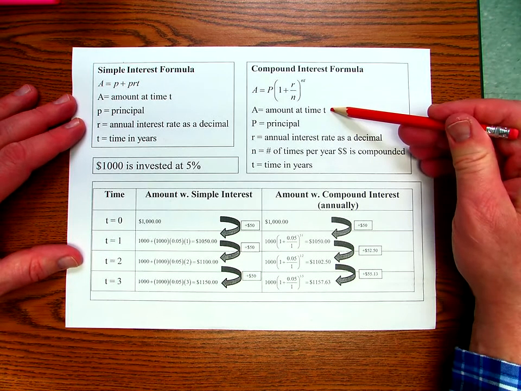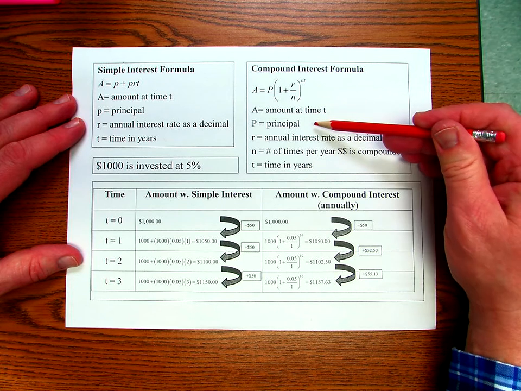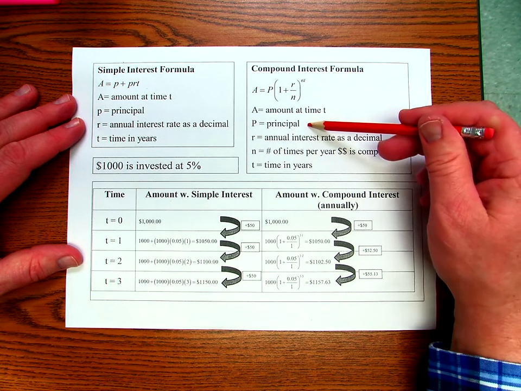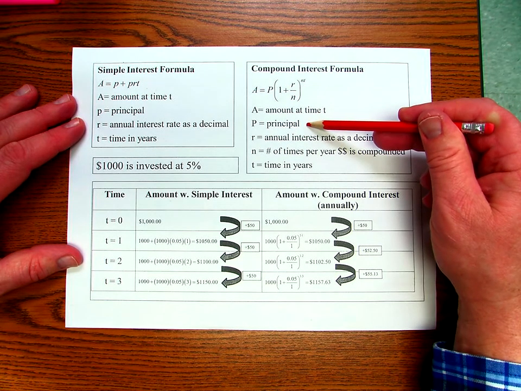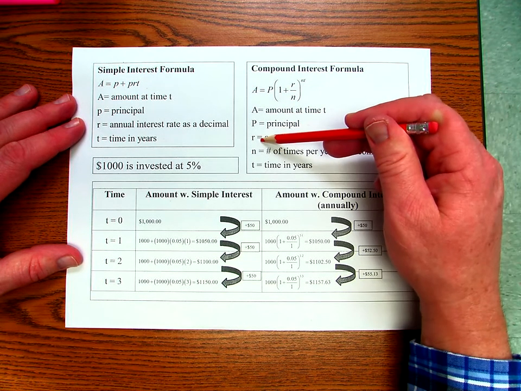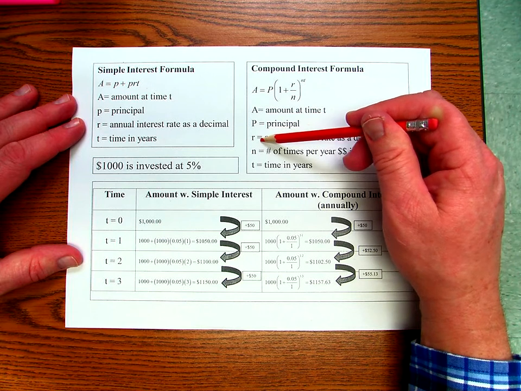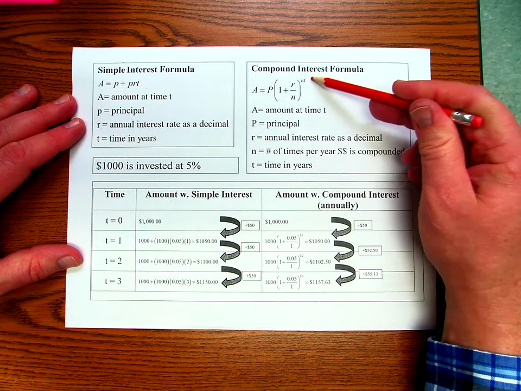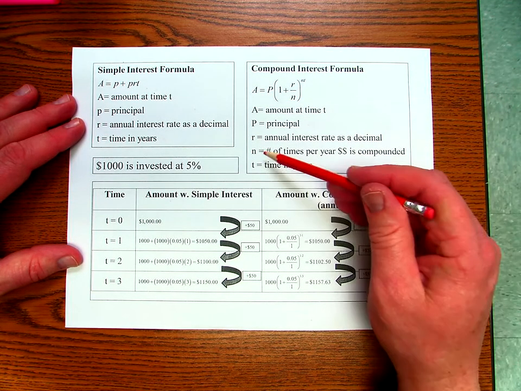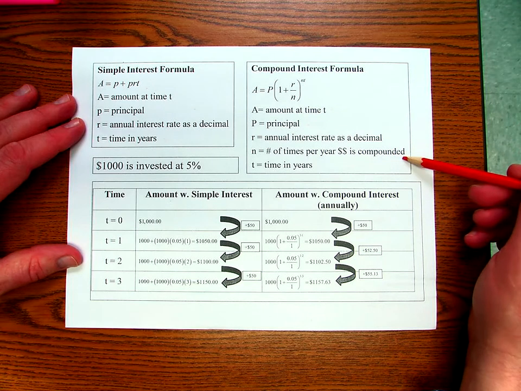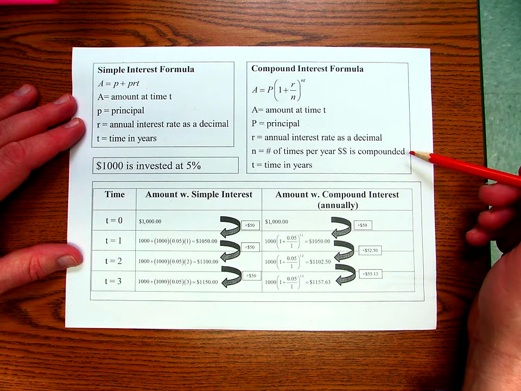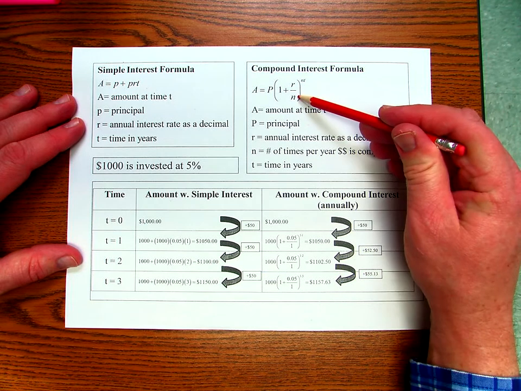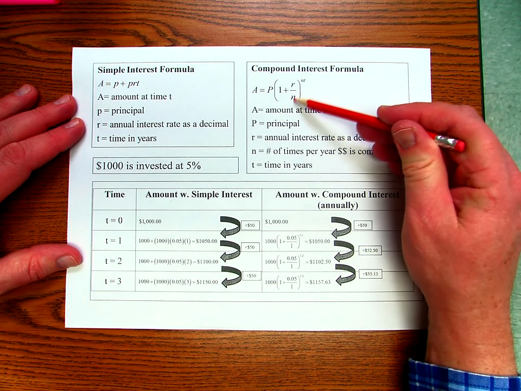That's the amount of money that you have at time T. P, same as it was there. It's your principal. It's the initial amount of money you invest. R is your annual interest rate as a decimal, same as it was here. T, same as it was here. The new variable is N, the number of times per year your money gets compounded. So, for example, if your money gets compounded once per month, that would be 12 times per year. That would be your N value.